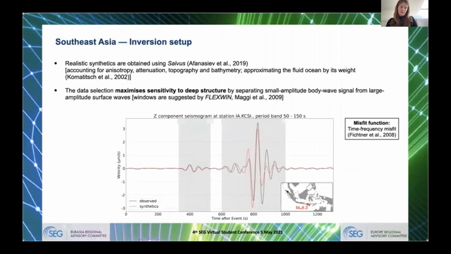We're selecting suitable portions of the seismogram, as shown in gray here, using a data selection algorithm called FlexWin, and this allows us to specifically account for body wave signals by selecting a separate window around them. Again, these are the P and S waves that travel through the Earth, so this allows us to maximize sensitivity to deep structure.